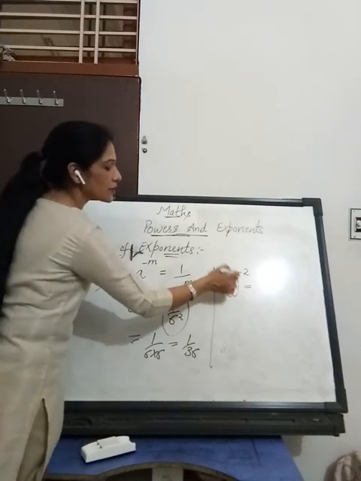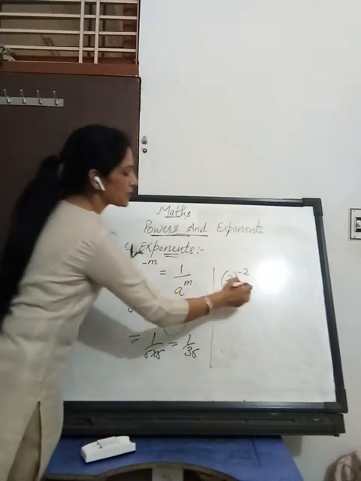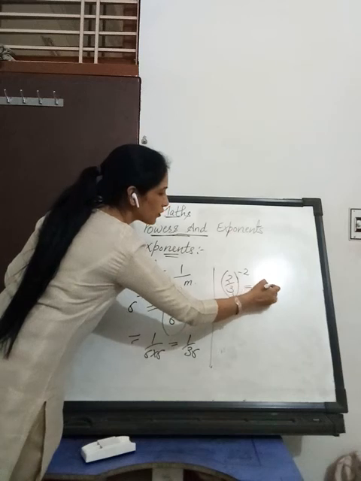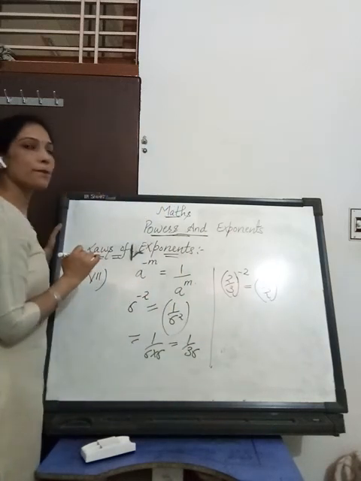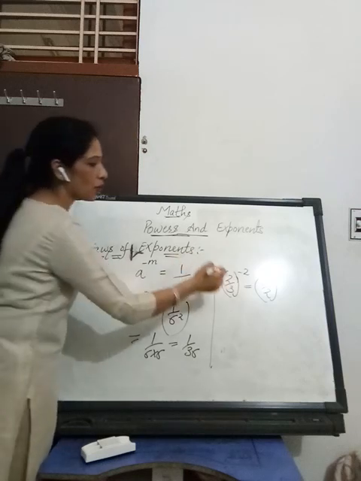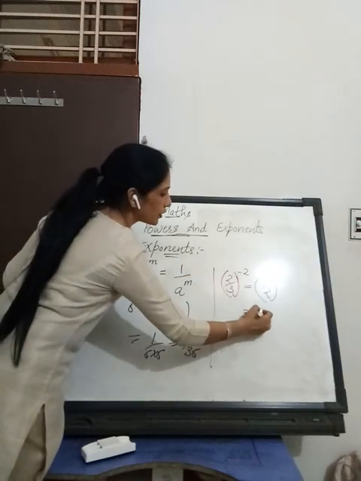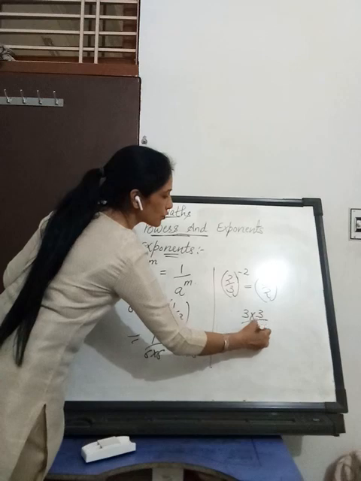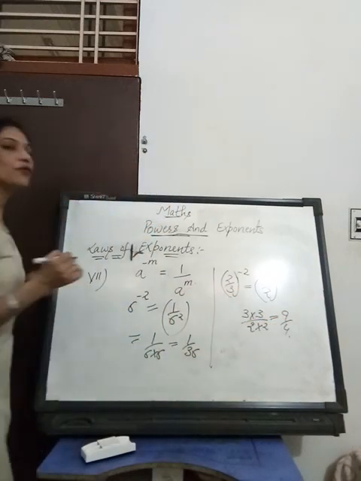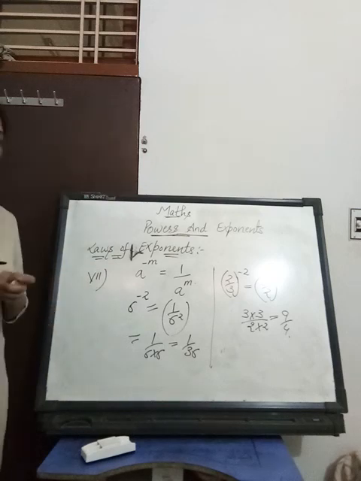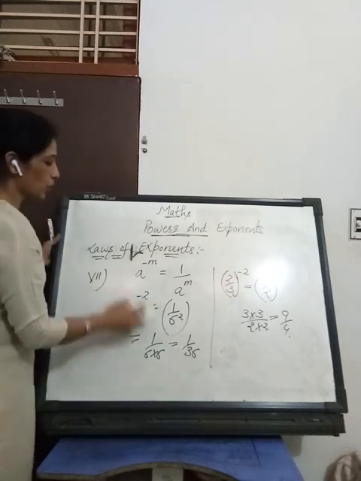So you will write the reciprocal of the base. 2 upon 3 is given. You will write here 3 upon 2 and your power will be converted into positive form. Now you can solve it. 3 into 3 and 2 into 2. Your answer will be 9 upon 4. So in this way you can apply these laws in questions.